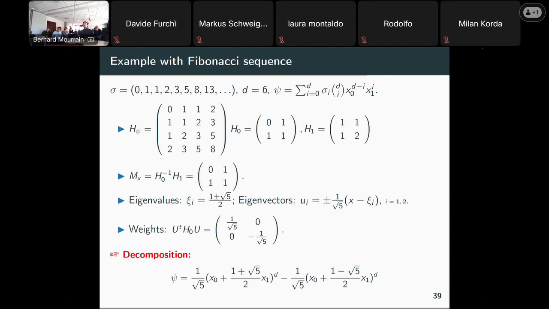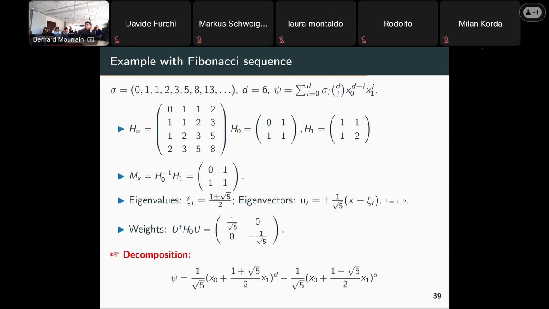H0 is the first block indexed by the monomials 1 and x, because we have substituted x0 by 1 and replaced x1 by x. So 1, x here, 1, x. These are the B and B prime. This is the block H of B, B prime of F. It's invertible, so we have a basis of the quotient. We look at the shift by x. So we take these monomials 1, x, we multiply by x, so we will have x and x squared.